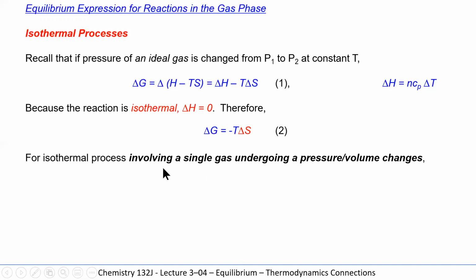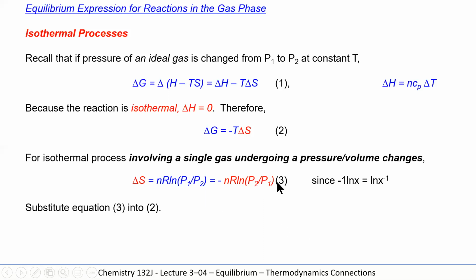So for an isothermal process, again, involving a single gas undergoing a pressure volume change, we have the equation delta S equals NR ln P1 divided by P2, which is equal to minus NR ln P2 over P1. Notice how when we flip P1 and P2, we get P2 over P1, since we've applied the rule in mathematics that minus 1 times the ln of x equals the ln of x to the power minus 1.